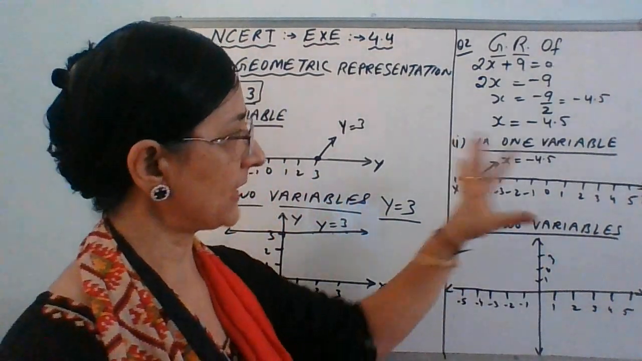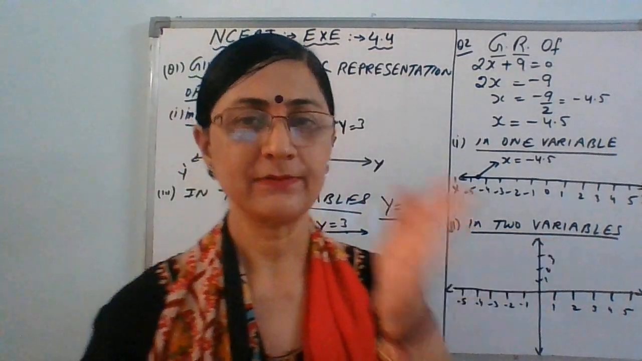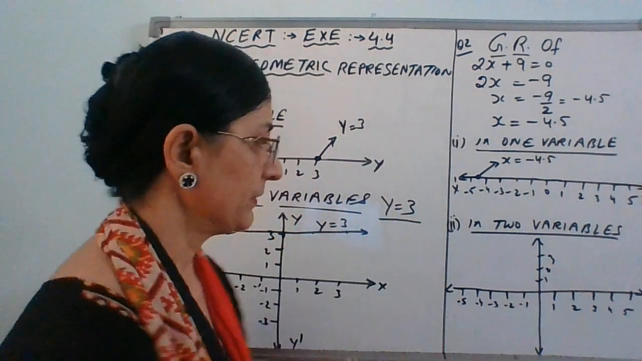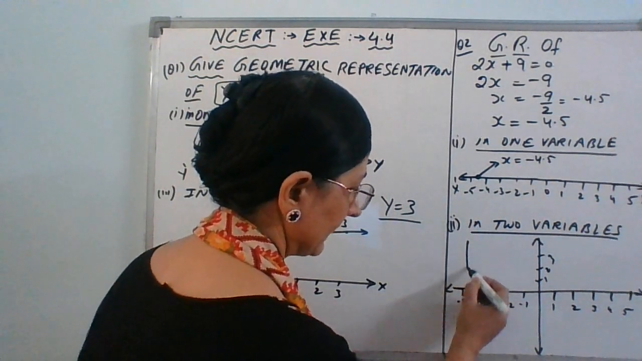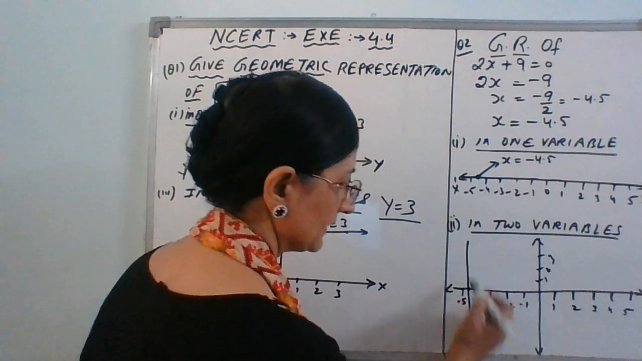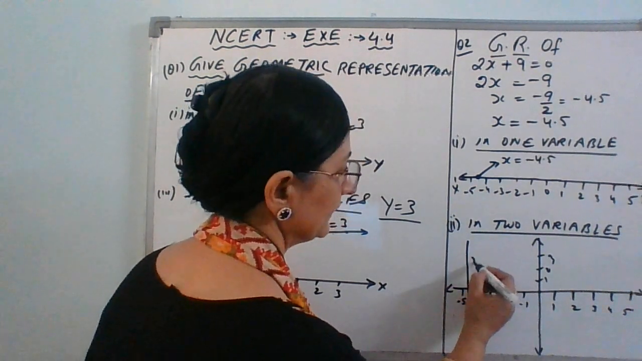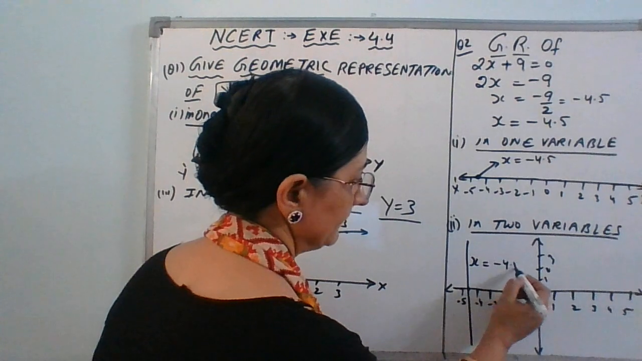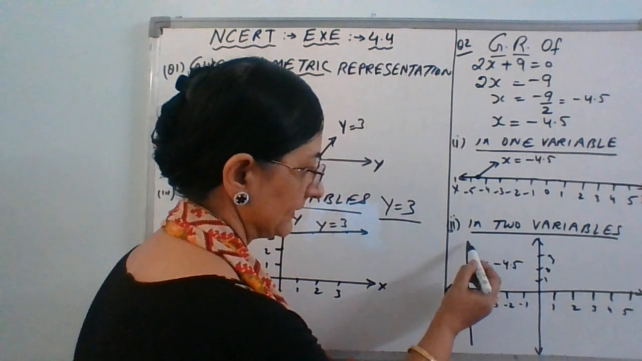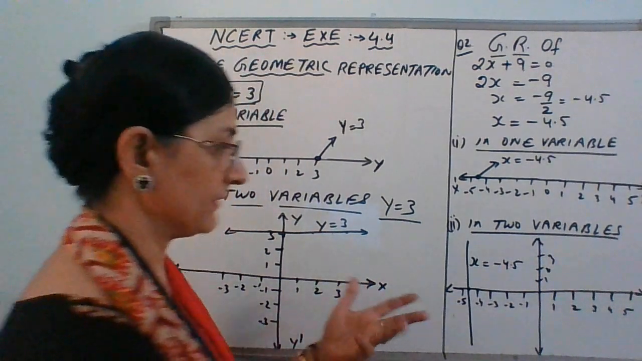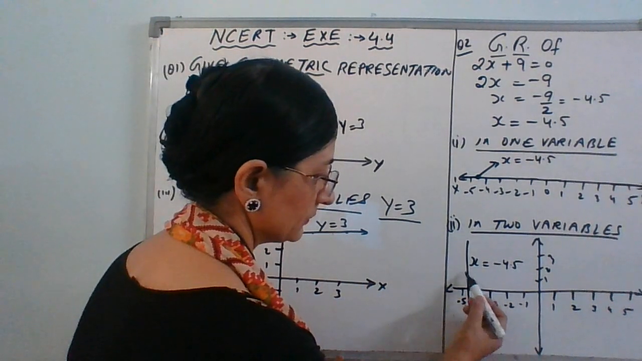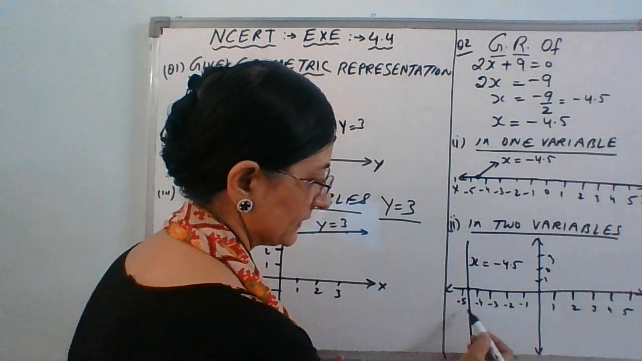Now in two variables, how to plot this line? Since we have a value of x, where is x equal to minus 4.5? Here. So we'll draw a line parallel to the y axis passing through minus 4.5. So here it will be x equals minus 4.5, because on this line at every point x is going to be minus 4.5. y will vary. y can be 1, 2, 3, 4, 5, 6, minus 1, minus 2, minus 3 and so on.